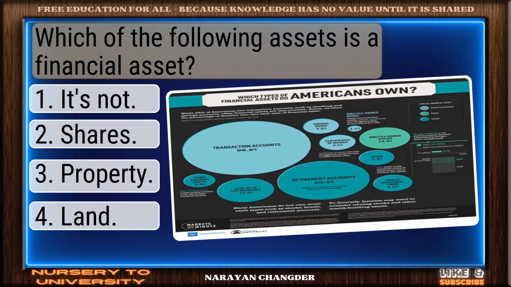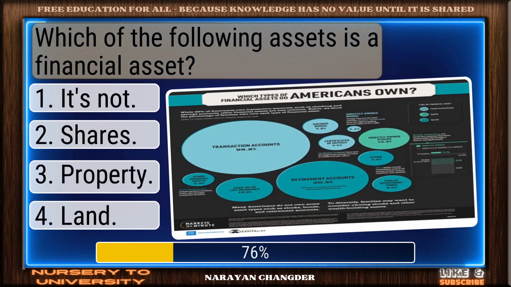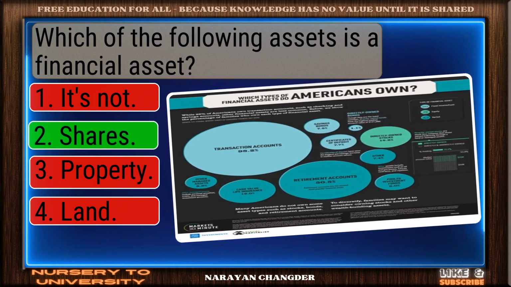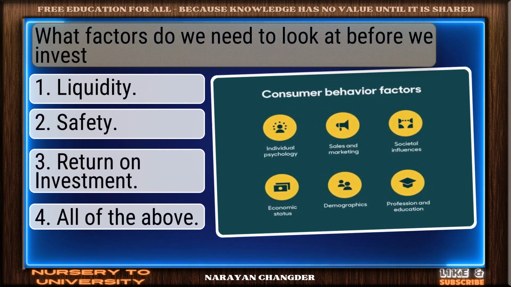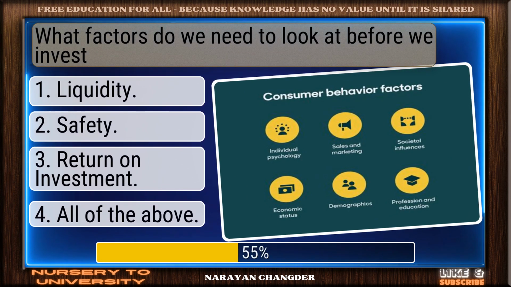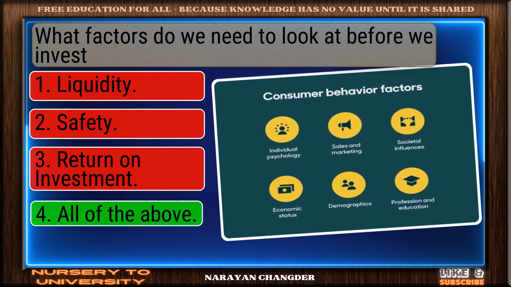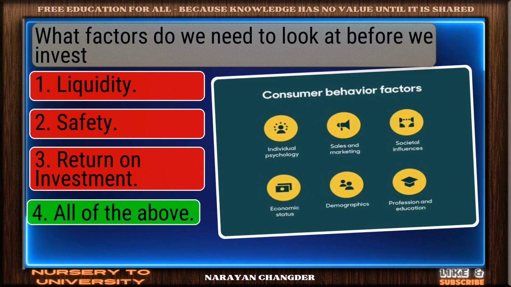Which of the following assets is a financial asset? Well reasoned, shares is the correct choice. What factors do we need to look at before we invest? Sharp thinking. All of the above is the right choice.